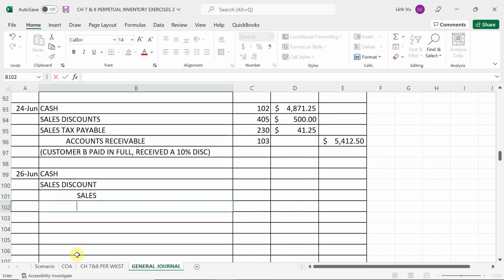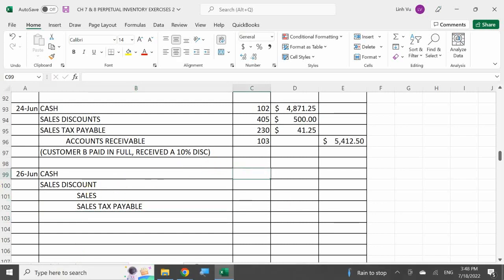So in this case, because this is an in-store sale, you charge the sales tax after the discount, right? That's the rule. Because this isn't an instance where we're giving a discount for someone who pays after the bill. We're charging it at time of service. So that's why we have to record the sales tax payable at the very end, okay? So in this case, cash is 102. Discount is 405. Sales is 401. Sales tax payable is 230.